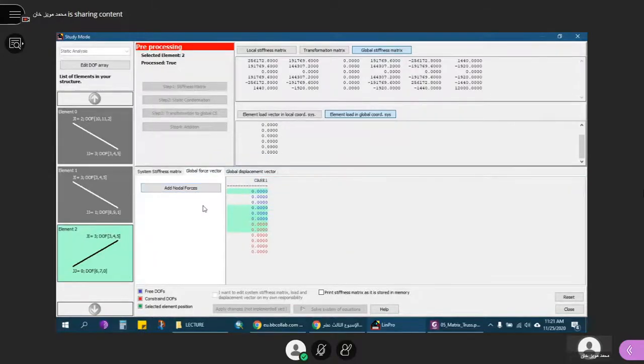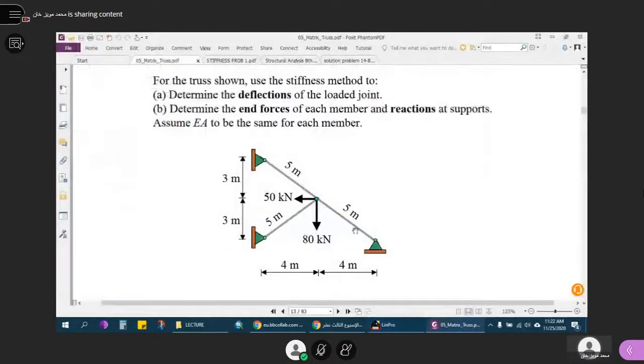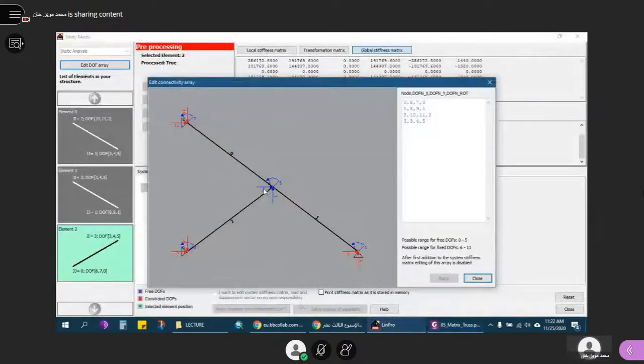You just click on add nodal forces. As you can see, we have minus 50, minus 80. What is the direction of minus 50, minus 80? You see here, the degrees of freedom at this joint are 3 and 4. We put 50 in the left direction and 80 in the down direction. So in degree of freedom 3, I will have minus 50, and in degree of freedom 4, I have minus 80.